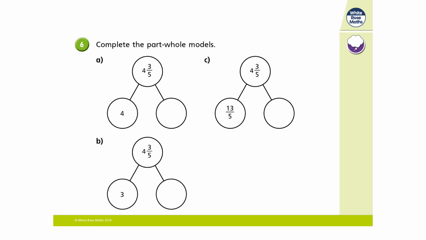If there's 5 in 1, 10 in 2, 15 in 3, how many in 4 whole ones? And then you've got another 3. How many fifths have you got left? And the same for the other one in B.